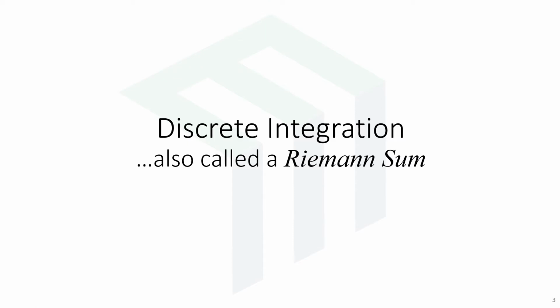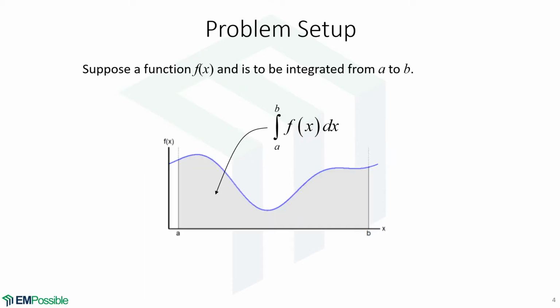Discrete integration. This is also called a Riemann sum. Here's our problem setup. We have some function, and we're showing that with the blue line, and we would like to integrate that between the points A and B. Remember what an integration is. It's the area under that curve from A to B. So we're trying to add up this gray area.